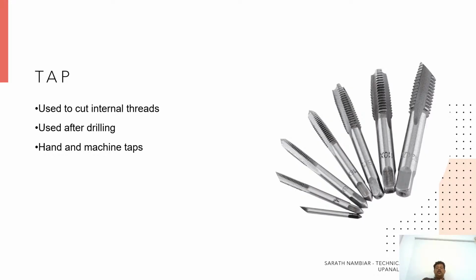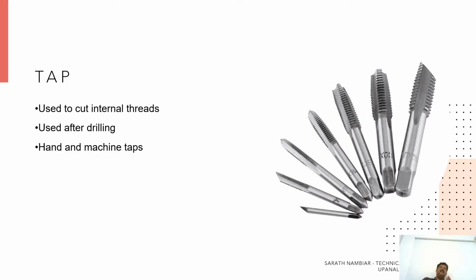Tapping always requires a correct hole size. If the hole is too small, the tap will break. If the hole is too large, the threads will be weak. So the proper sequence and sizing is very important. How will we calculate it? Normally we have a formula: 0.8 into D or 0.85 into D.